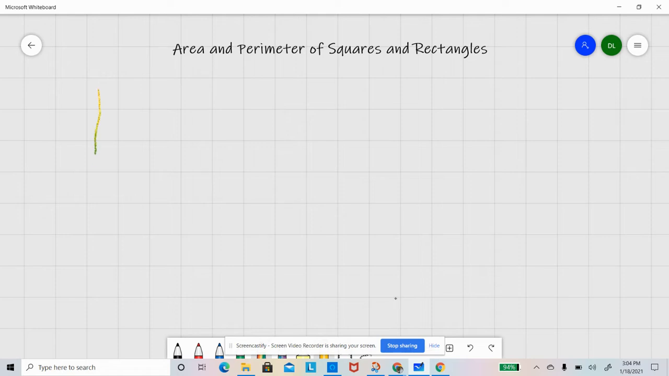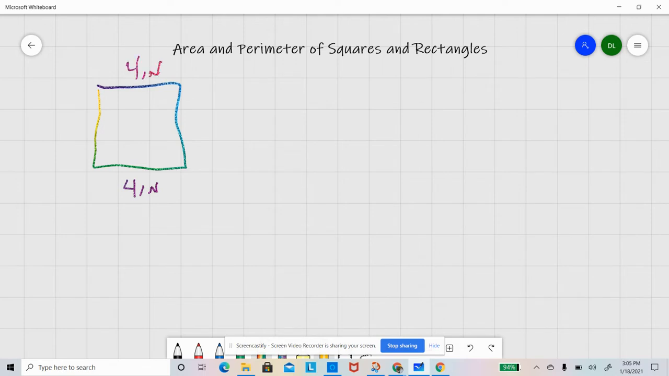So let's first take a look at a square. Okay, we'll pretend that's a square. We know squares, all sides are the same length. So we'll just say that this square has a side of 4 inches, which means this side is 4 inches, and the side opposite is 4 inches, and the sides adjacent to it are 4 inches. In other words, every side is 4 inches.